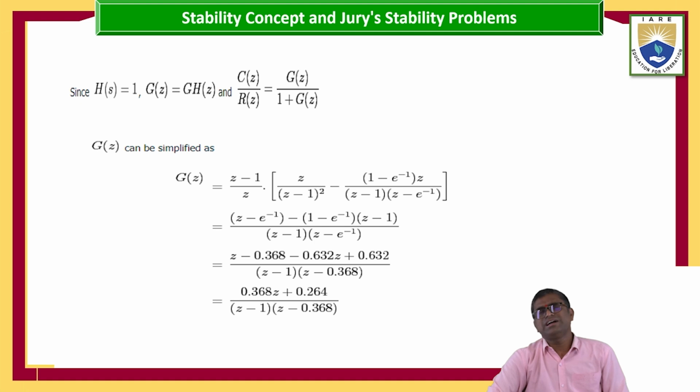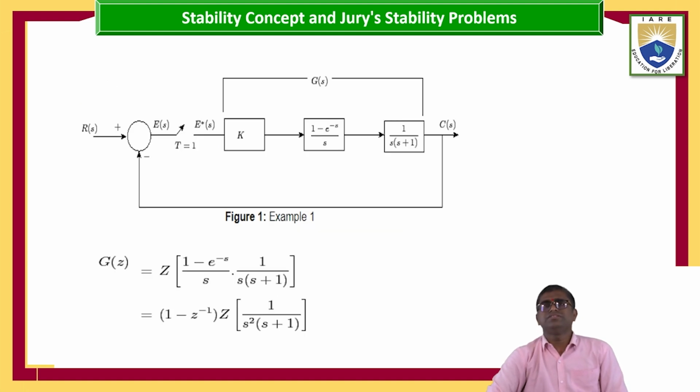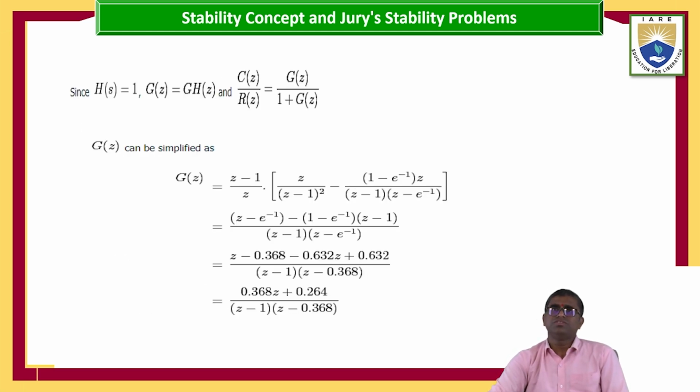So for finding the stability condition, we are taking the characteristic equation equal to 0. That is, the denominator part of this system is equal to 0. That is nothing but we have to take this system, z minus 1 by z into the transform of 1 by s square plus s plus 1. So this is our system.